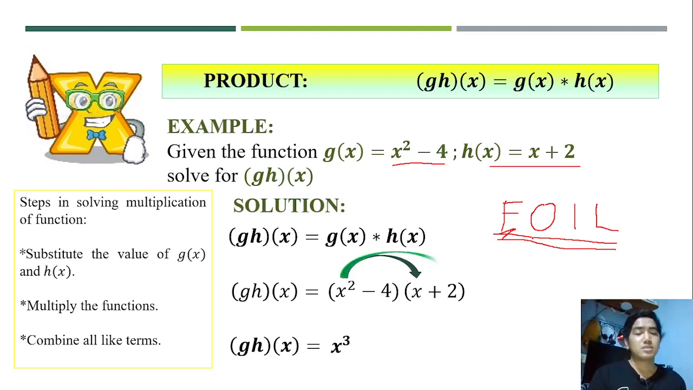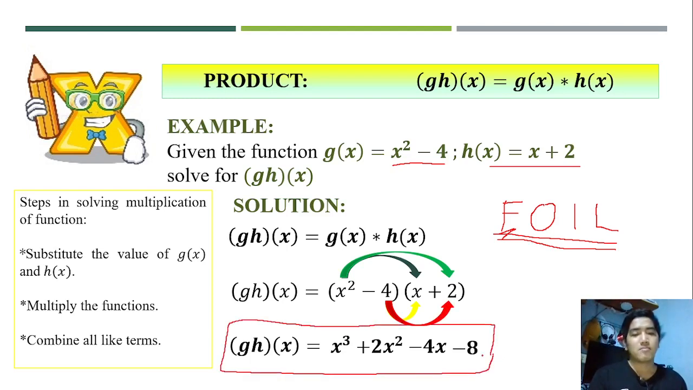So that will be x squared multiplied by 2. Okay? So we have the positive 2x squared. Next one, we have the inner to inner. Okay? So we have the negative 4 multiplied by x, and that will be equal to negative 4x. Then last one, we have the last to last. That will be negative 4 multiplied by positive 2, and that will be equal to negative 8. Okay? So as you can see guys, dito sa ating naging answer is wala na siyang mako-combine na like terms. Okay? So that will be our final answer for this product.